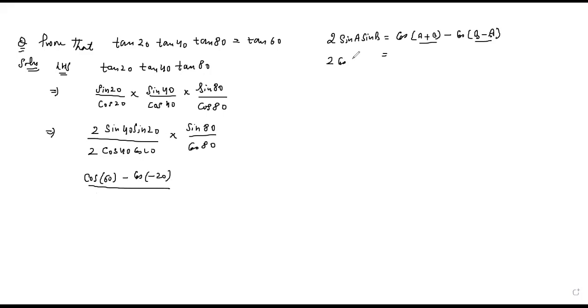So 2 cos C cos D is cos (C plus D) plus cos (C minus D). So this is cos (40 plus 20) which is 60, minus 40, minus, this is cos 20, is 2 sin 80 upon cos 80. So this is equal to cos 60, and cos of minus theta is cos theta.